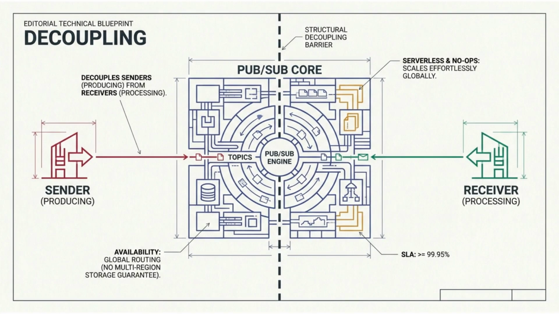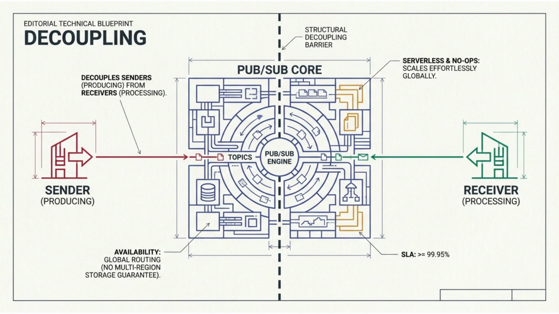This module illustrates the complete message flow, starting from various publishers producing events, moving through the globally distributed and highly scalable Pub/Sub engine, and finally routing the data to multiple types of subscribers for processing and consumption. Decoupling is a fundamental aspect of this architecture, acting as a structural barrier between senders, producers, and receivers processing.